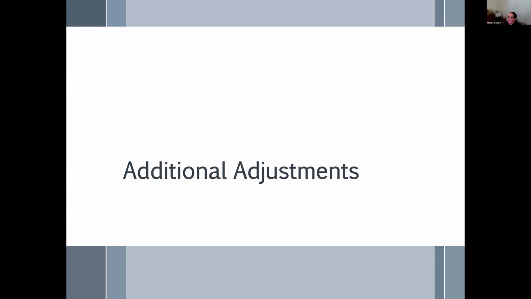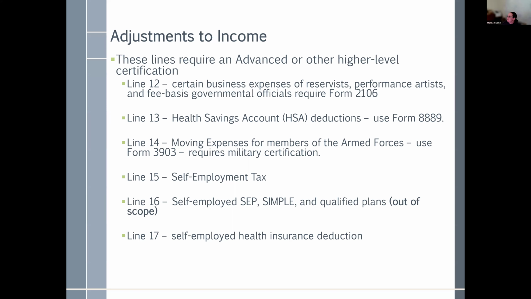All right, additional adjustments, right? So these are some other things where you possibly might see them. Line 12 are certain business expenses of reservists, like Army, Navy Reserve folks, performance artists, and fee-based government officials. That would be crazy. I don't think we've ever seen one, but those theoretically could happen.